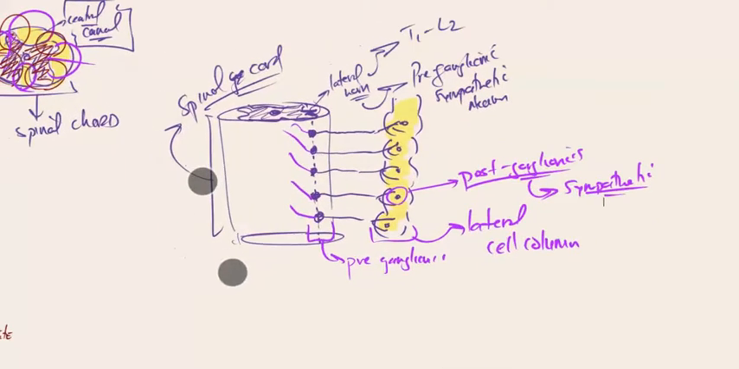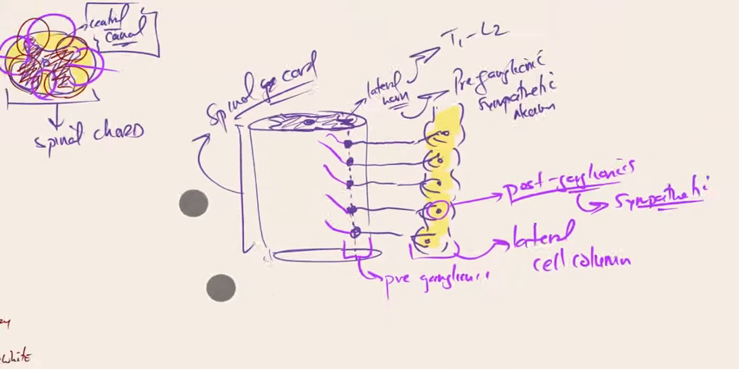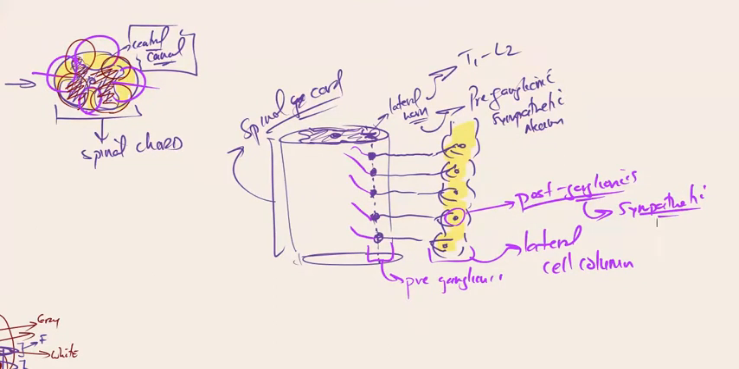I could Google an image for you, but it would take time. If you Google an image, you'll see it, and you're going to see it later on the body. It's literally right next to the spinal cord. It's like a chain, the sympathetic chain, also called the lateral cell column.